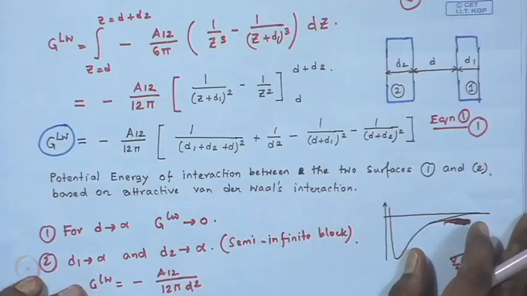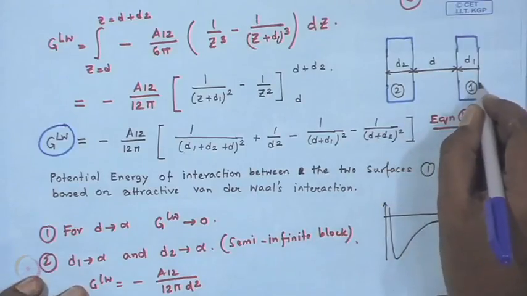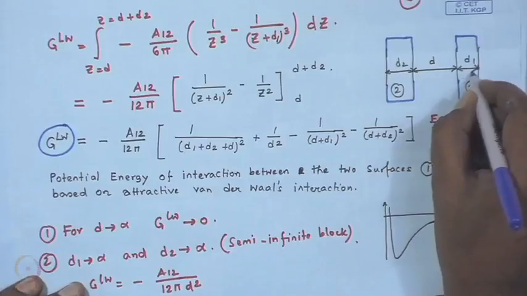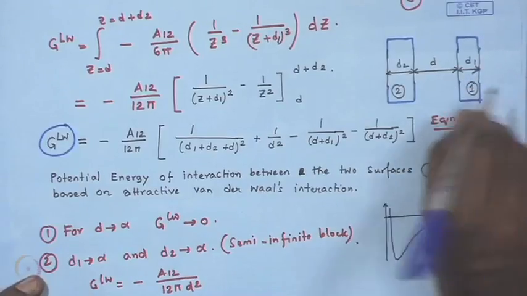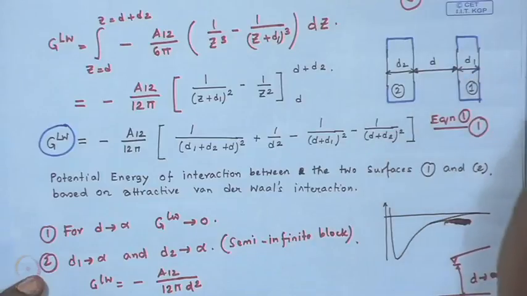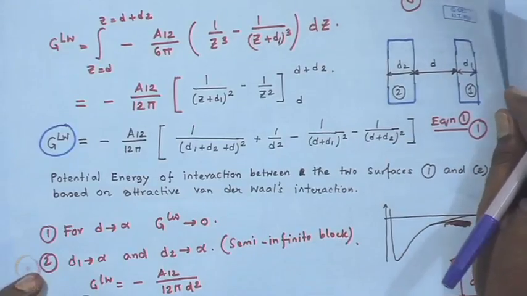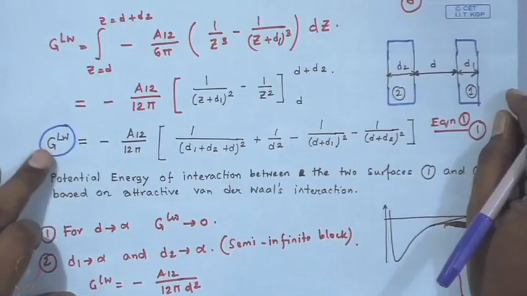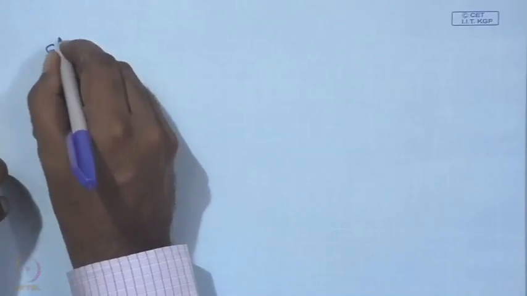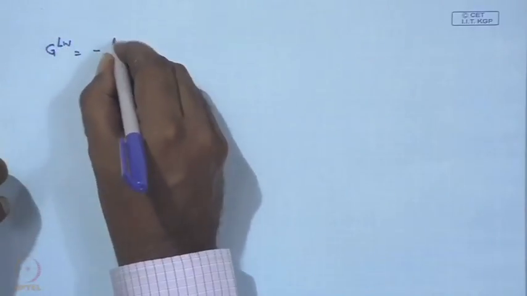Welcome back. We continue our discussion on intermolecular interaction forces. We talked in the previous class about the total interaction or total potential energy of interaction between two blocks of materials 1 and 2 with thicknesses d1 and d2, where the interaction is only due to the attractive London forces. And this is the expression we have obtained, which let us rewrite, because we will be building our concepts based on this.